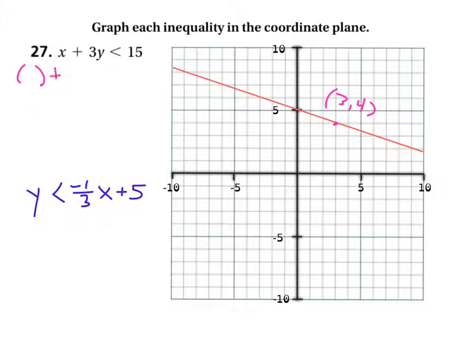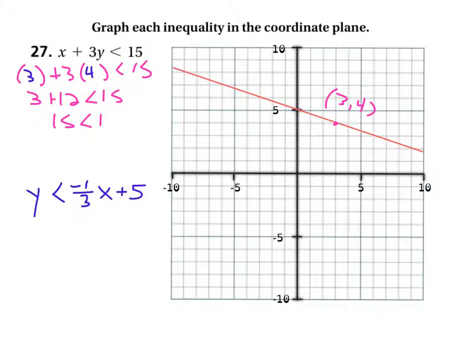Where I have x, I'm going to put parentheses, plus 3. Where I have y, we're going to put parentheses, is less than 15. And I'm going to plug in 3 for x, 4 for y. And then we're going to simplify this out. Okay, we get 3 plus 12 is less than 15, or 15 is less than 15. True? No, not true. 15 is not less than 15. 15 is equal to 15.